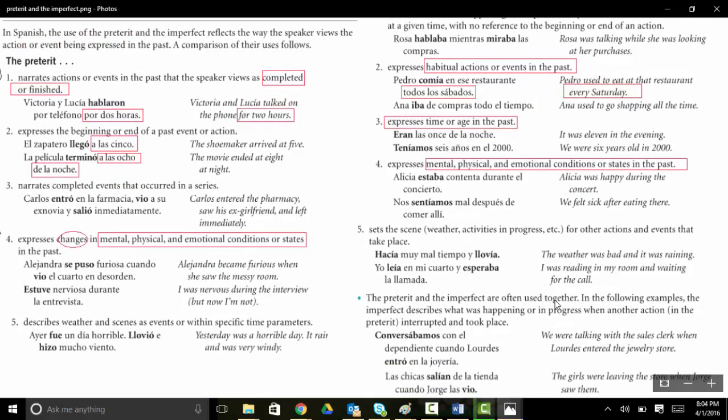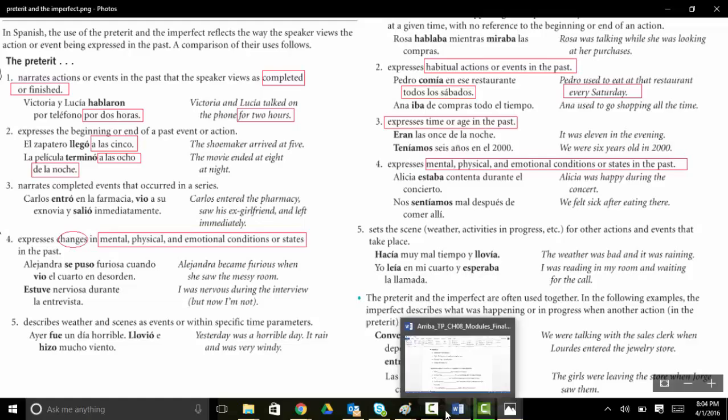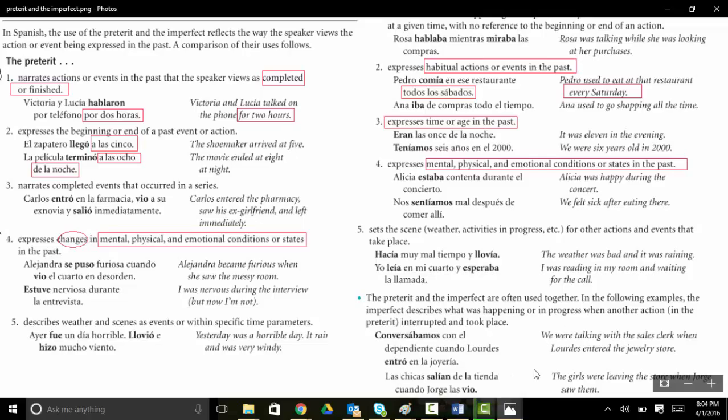And then lastly, they go together. What you're in the middle of doing, you put in the imperfect and you put your interruption into the preterite. So, conversábamos con el dependiente cuando Lourdes entró en la joyería. So, we were talking with the salesperson when Lourdes came into the jewelry shop. Or las chicas salían de la tienda cuando Jorge las vio. So, the girls were leaving the store when Jorge saw them. Okay?